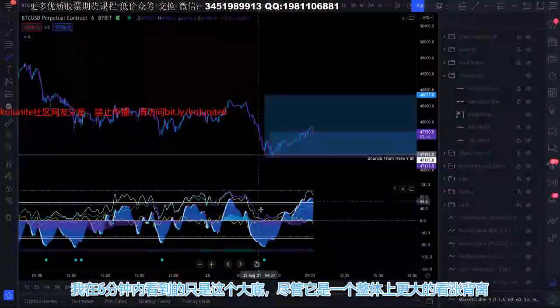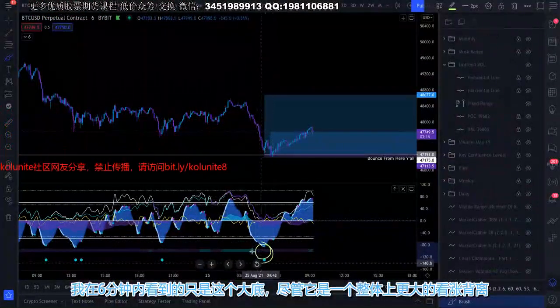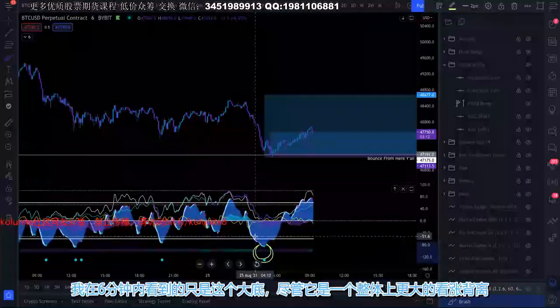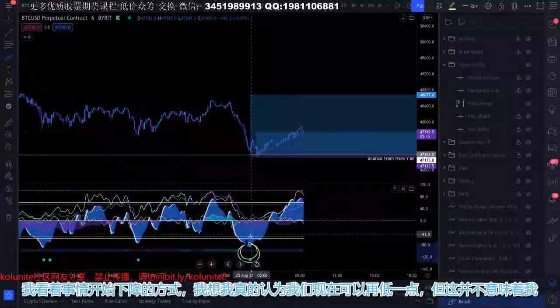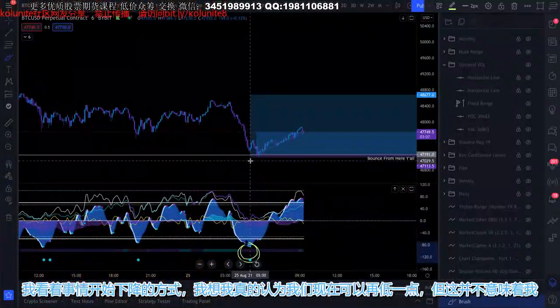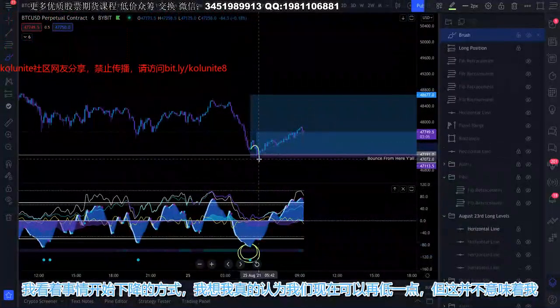All I see on the 6-minute is this big bottom here, and although it is an overall bigger bullish divergence, I was looking at the way things were starting to come back down, and I'm like, I really think we could get another low from here.